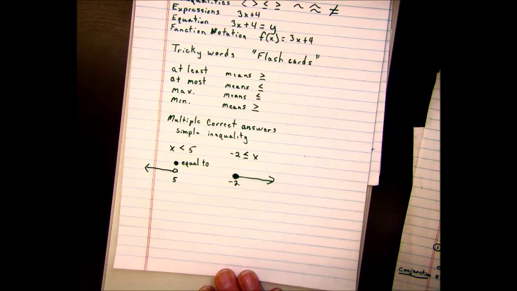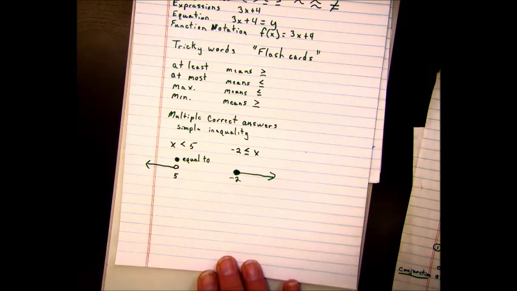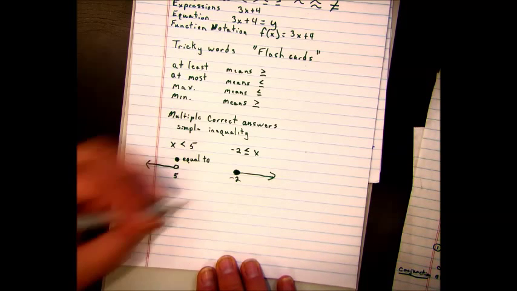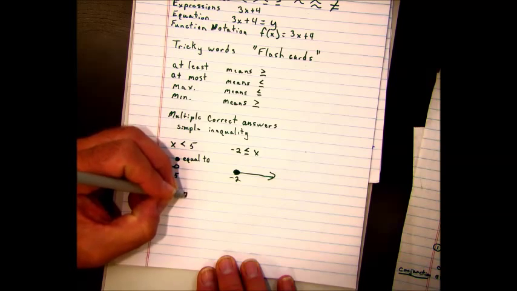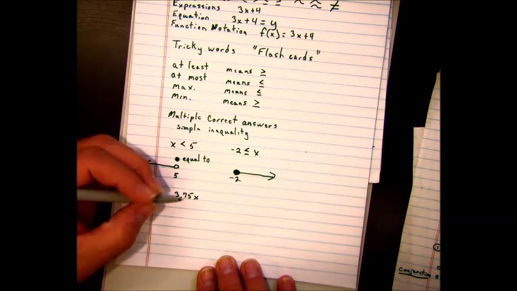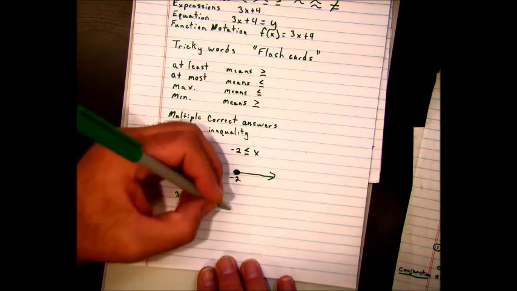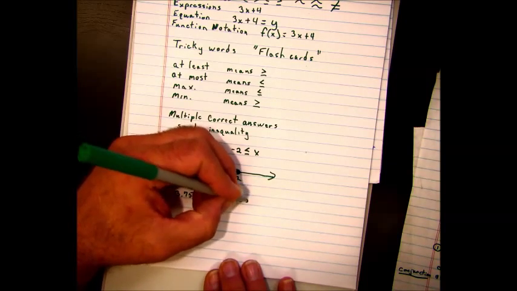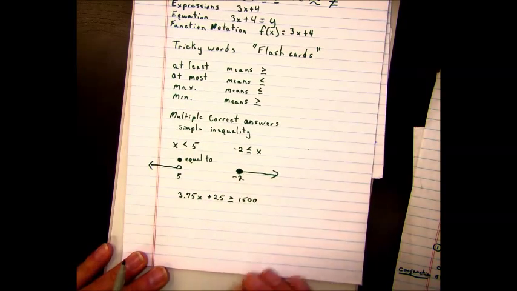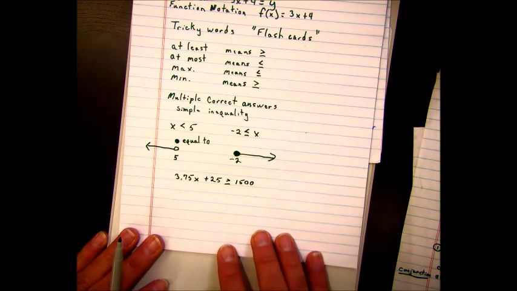The next step would be solving an inequality. Now, this is done exactly like an equation. There's no difference. So I'm going to give you an example of one. Let's say I do 3.75x plus 25 is greater than or equal to 1,500. Now, this one's not just a random problem. You should notice it came right from your book.